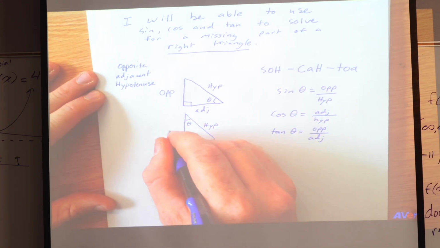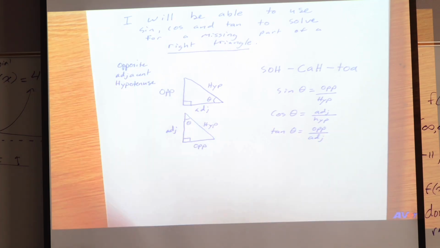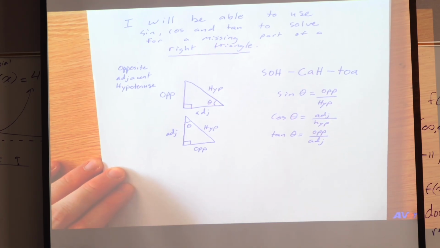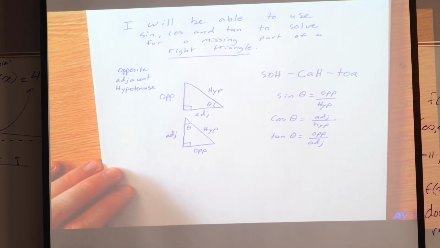And process of elimination, there is our adjacent. Okay? So we have to be able to identify those parts before we can figure out what our sine, cosine, tangent is for different stuff. Okay, we'll give you a little chance if you need to pause the video now.